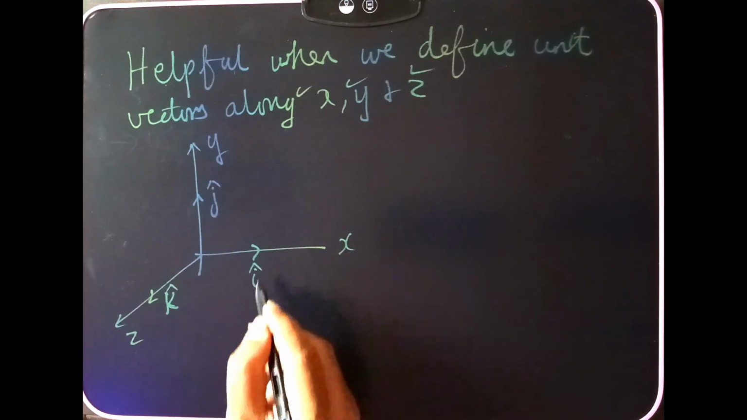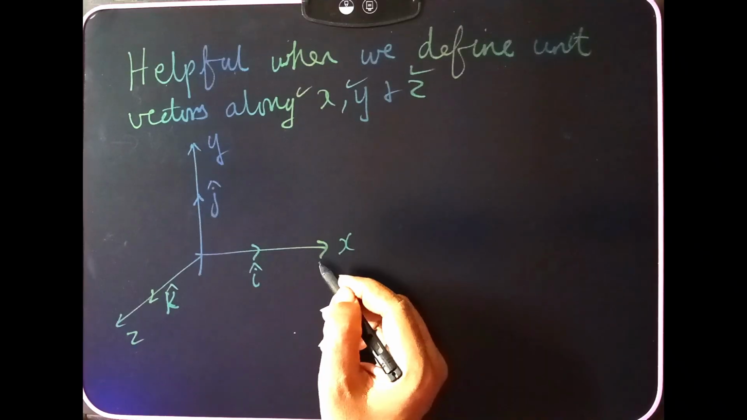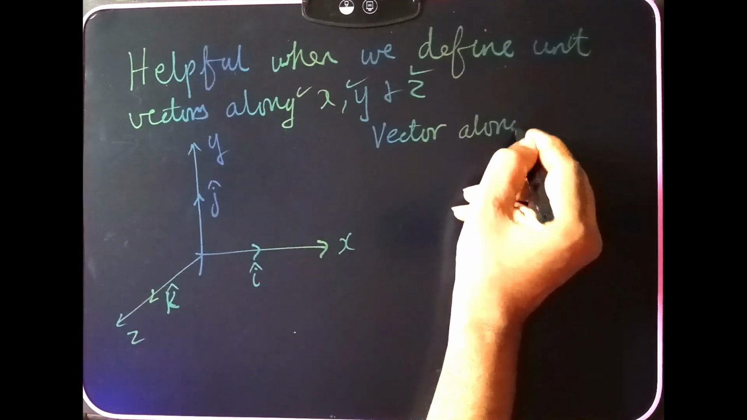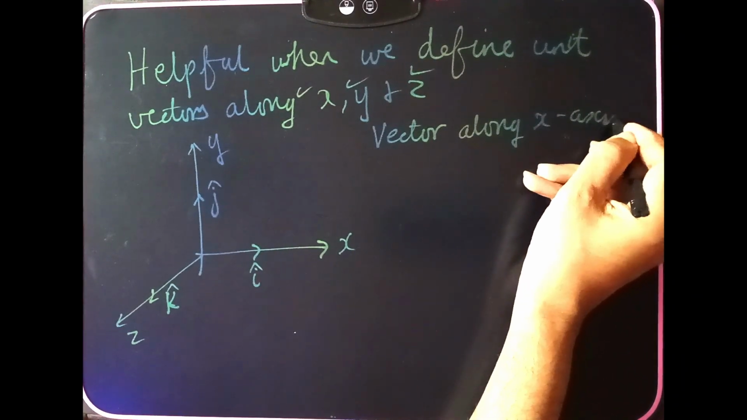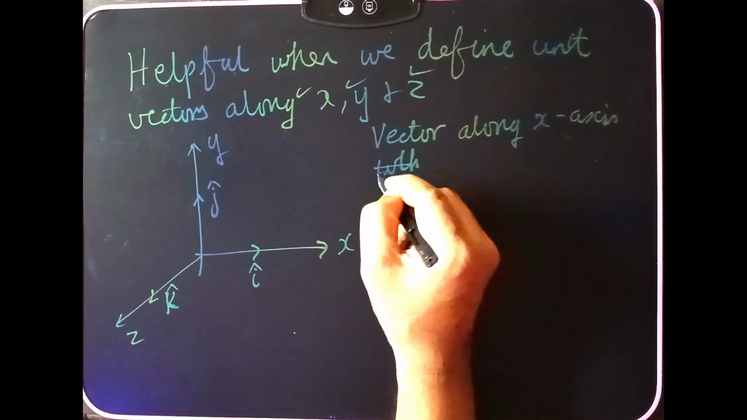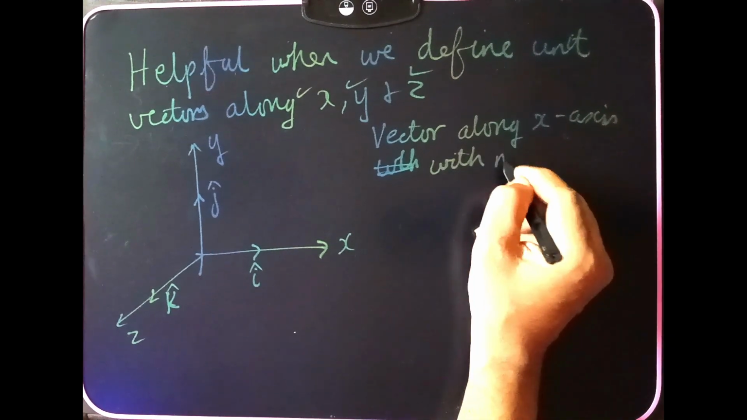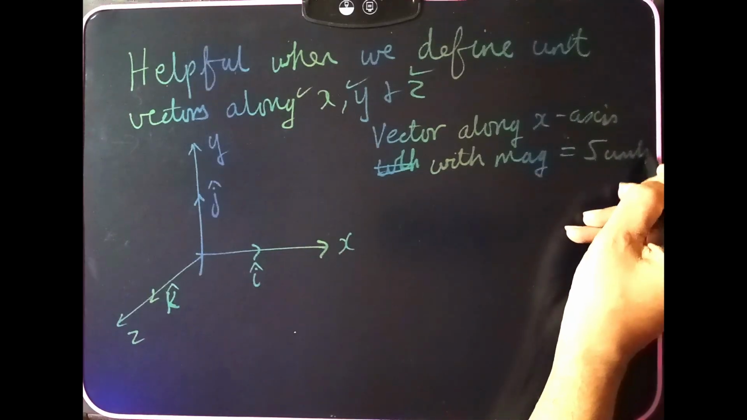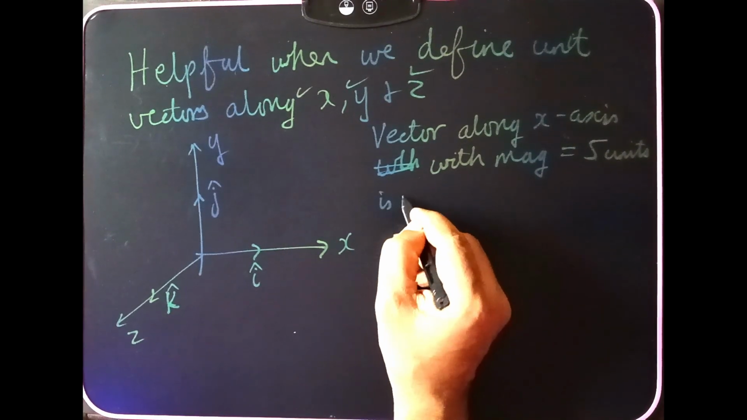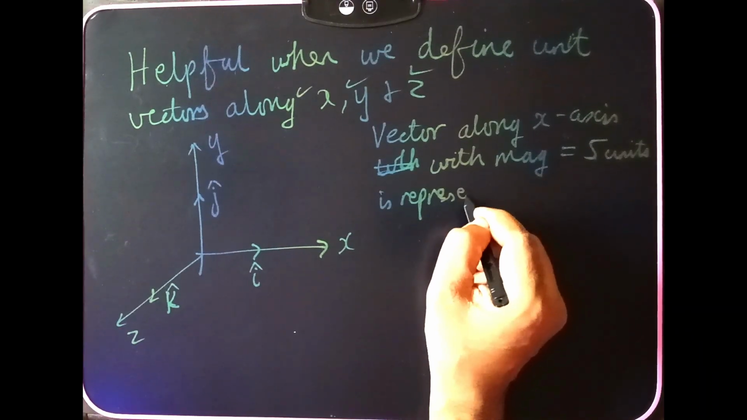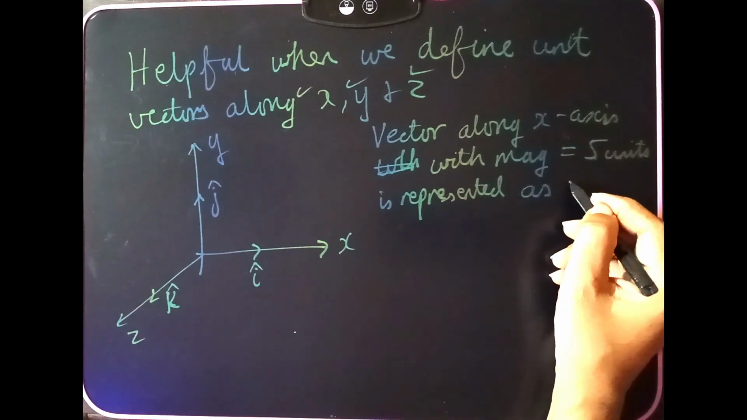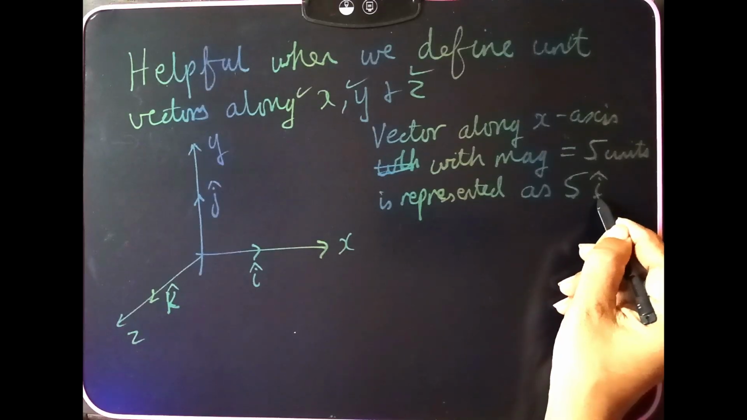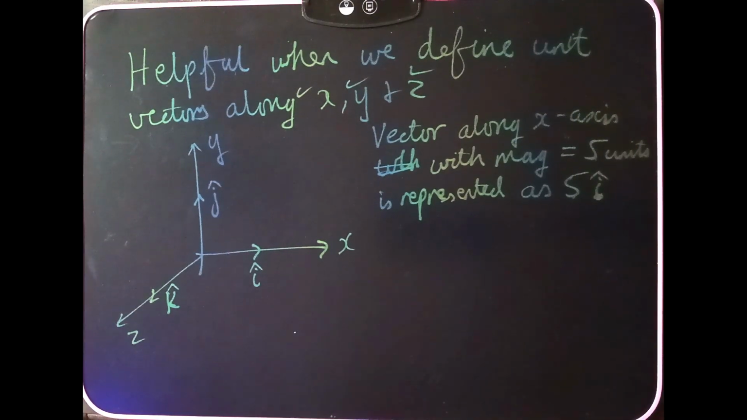So a vector along the x axis with a magnitude of 5 units is represented as 5 i cap. That means it has magnitude and direction. The unit vector gives us the direction.